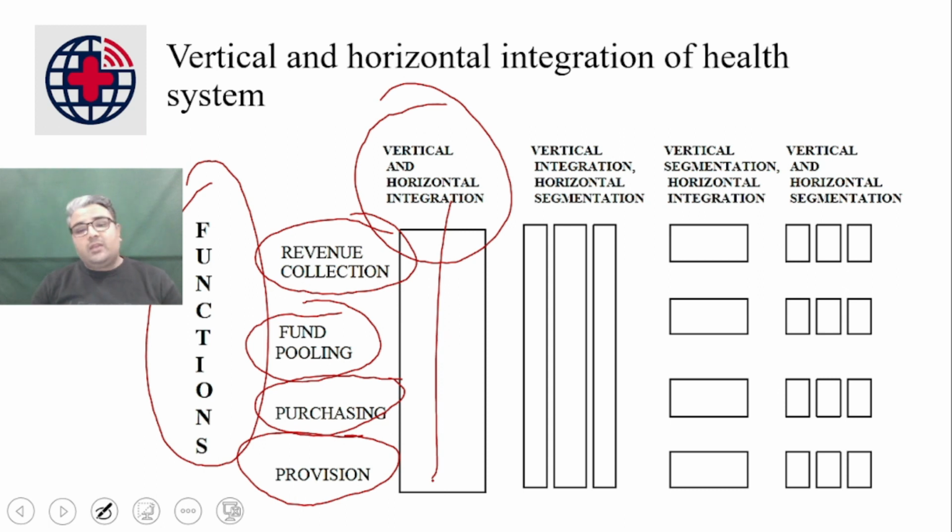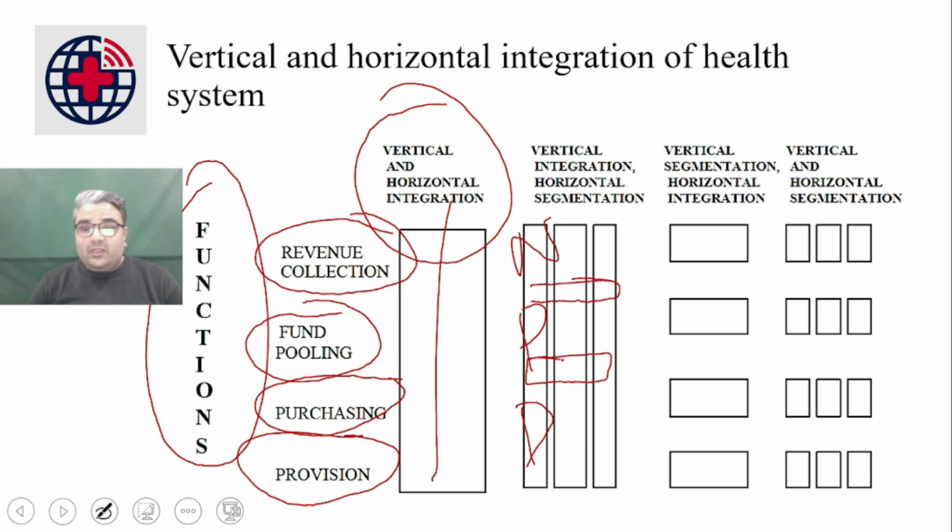Then there are some health systems in which there is vertical integration, but horizontal segmentation. What does that mean? Well, the vertical program, for example, the polio program, starts off at the national level, goes to the provincial level, then goes to the district level, and they are unified under a single platform. But it's not integrated with the overall primary healthcare (PHC). It's not integrated with the secondary care or the tertiary health system. That's called vertical integration, but horizontal segmentation.